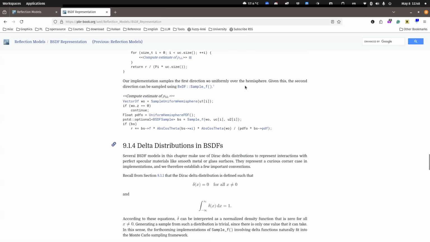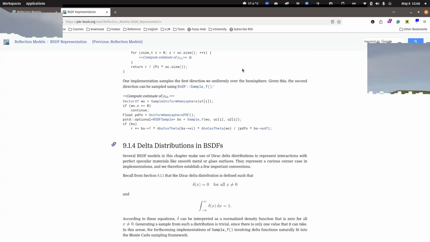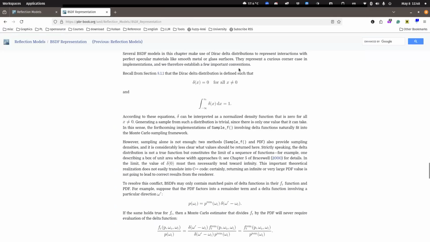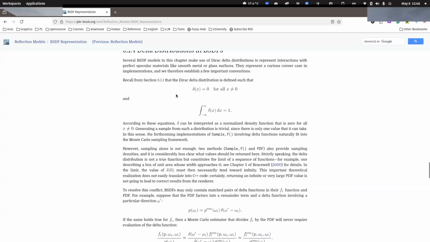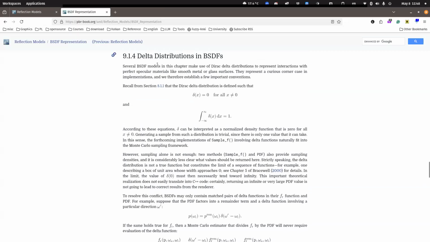I think I will skip this part because I don't understand it. Sorry about that. And then delta distribution in BSDFs.